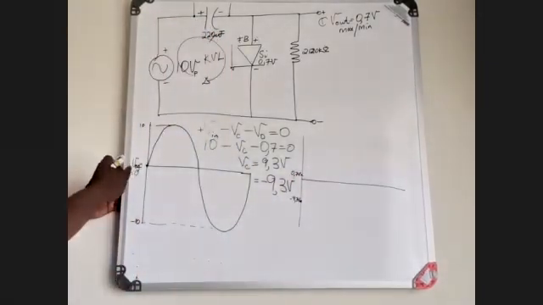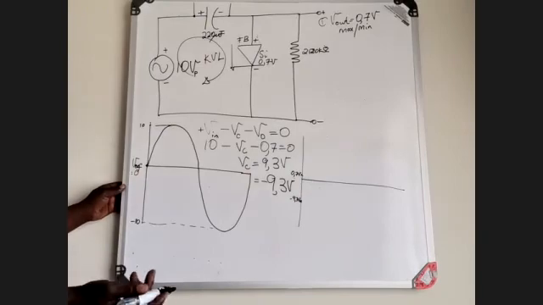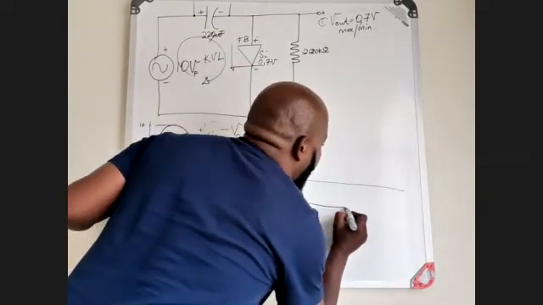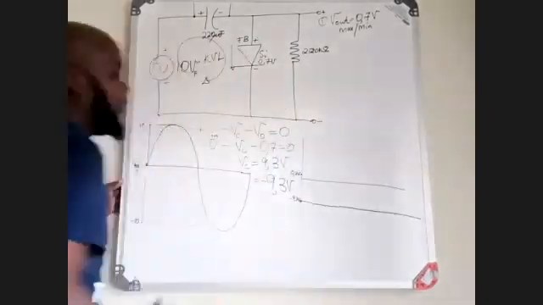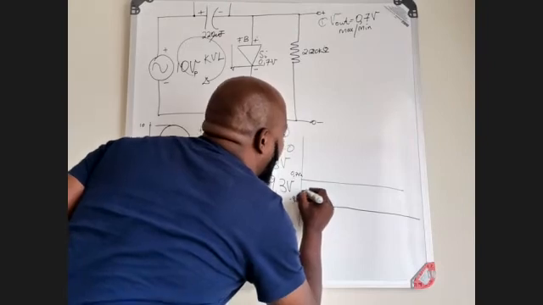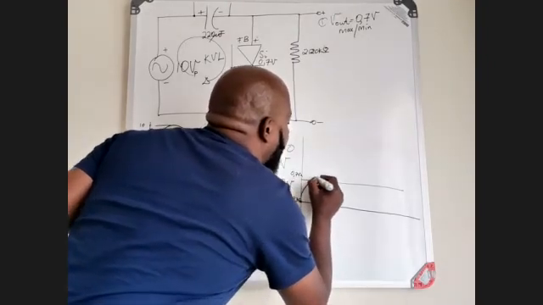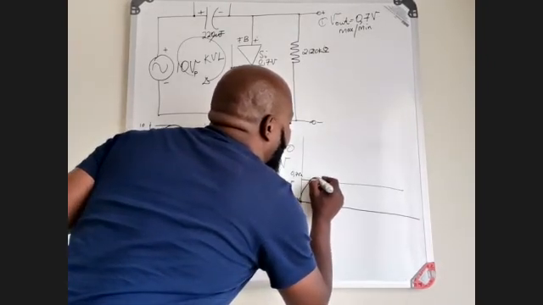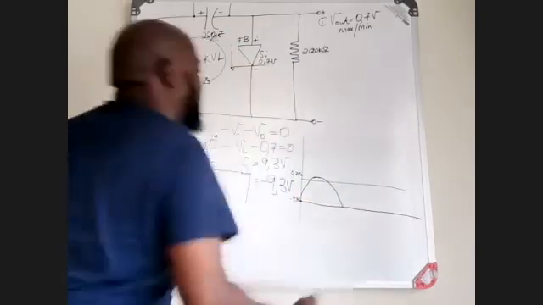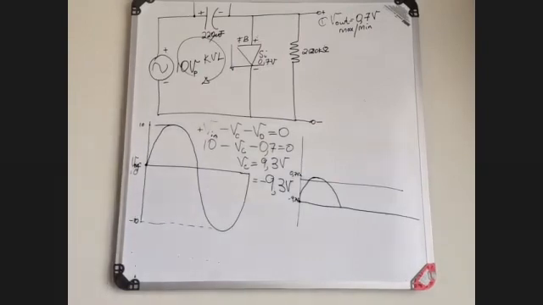Now I've established a new reference, which is minus 3.9 volts, which means now my graph needs to start from there. If my graph starts from there, it's going to go all the way up, turn there at 0.7, then back to that point there. Now that is during your positive cycle.